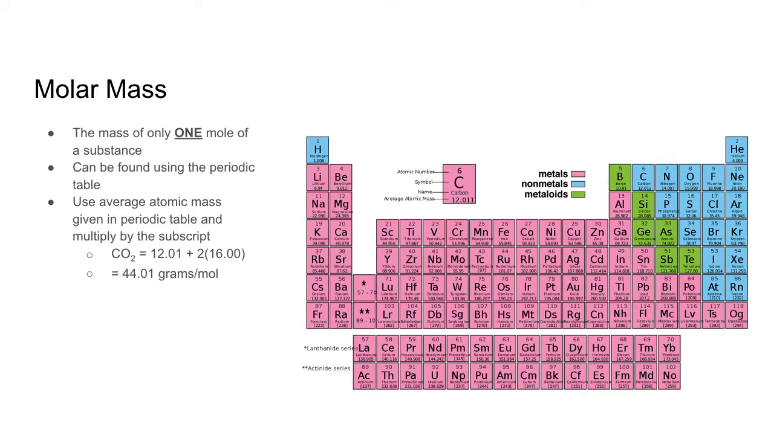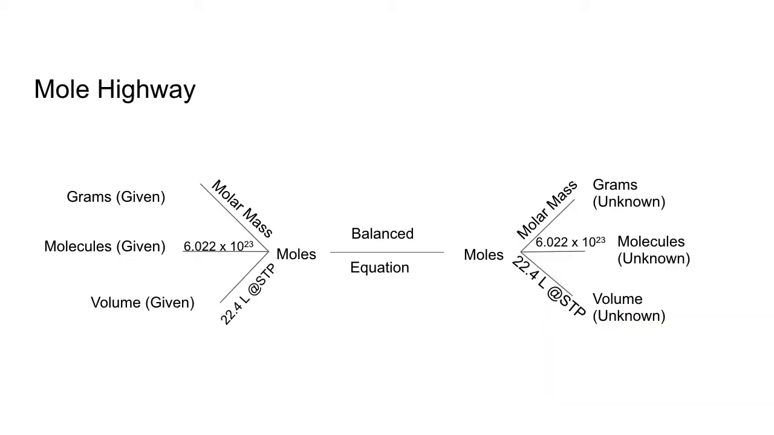For example, in carbon dioxide there is only 1 carbon, so we multiply its atomic mass by 1. But in oxygen, there's a subscript of 2, meaning we'll multiply oxygen's atomic mass of 16 by 2, which then gives us 32. Next, we add 32 to carbon's atomic mass of 12.01 to give us a molar mass of carbon dioxide, which turned out to be 44.01 grams per mole.